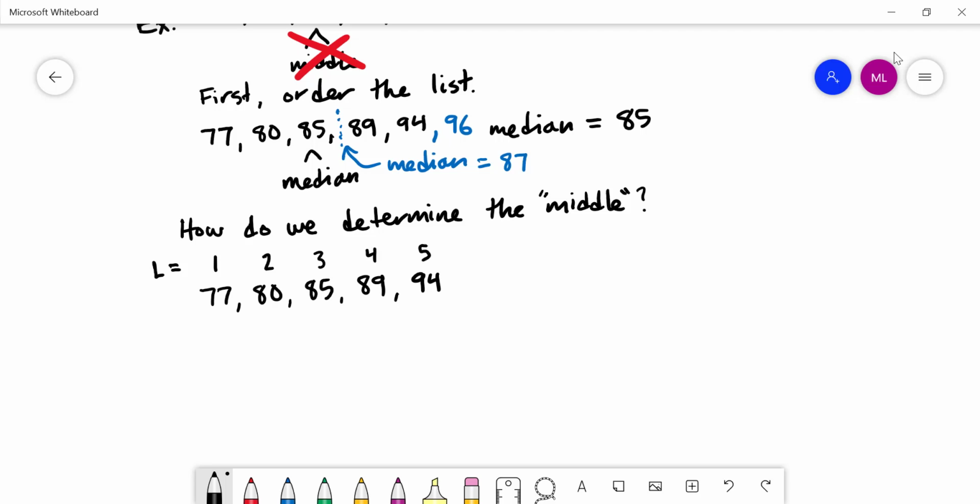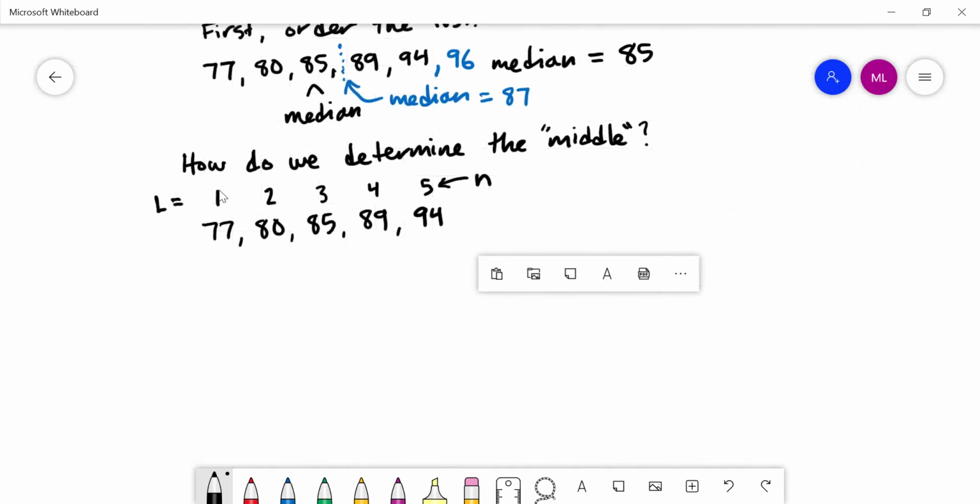And you'll notice this number right here is N. It's our sample size. There are 5 things in this list. So we determine the middle of the list by looking at these numbers, the L's. Forget about the original set of numbers, the 77, 80, and so on. Just think about the 1, 2, 3, 4, and 5. I want to figure out where the middle number is. And by observation, the middle number is sitting here at the 3rd position. So I want to somehow figure out how to get 3 out of a list of 5 numbers.